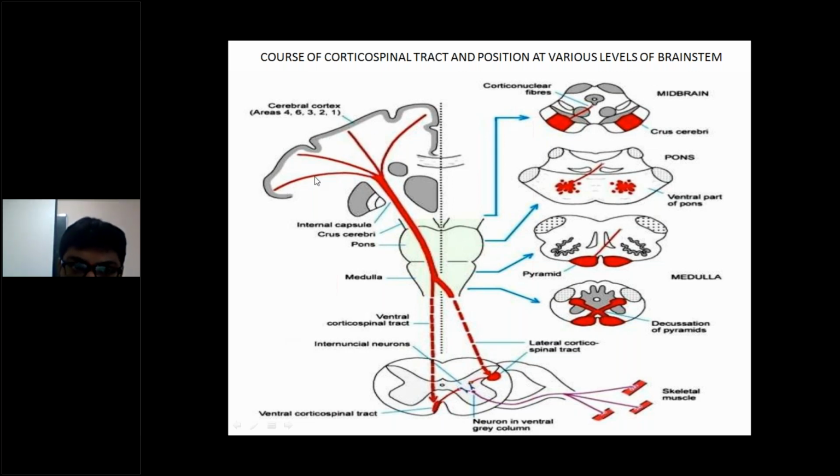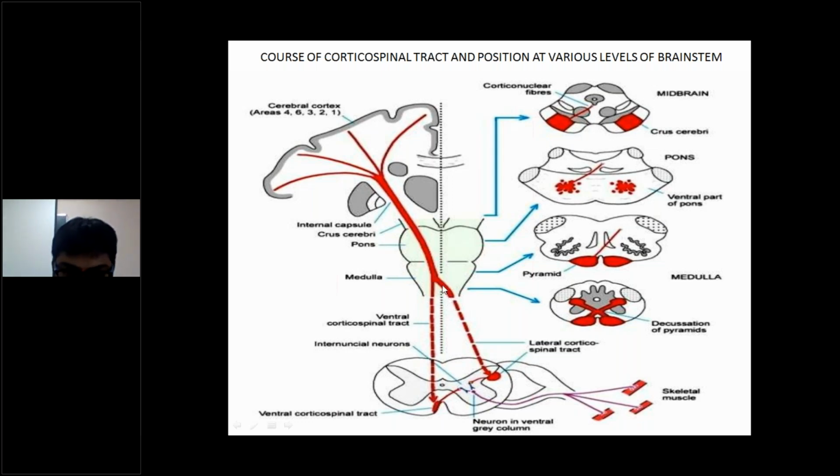Layer 5 of cerebral cortex, Betz cells. Pass through internal capsule. Midbrain, crus cerebri. Pons. Medulla, decussation, lower part of the medulla. Please remember why I keep on speaking 2 or 3 times, because you should remember this corticospinal tract.